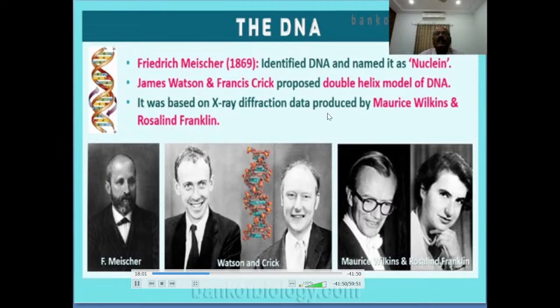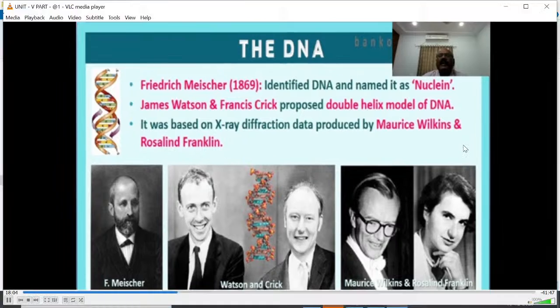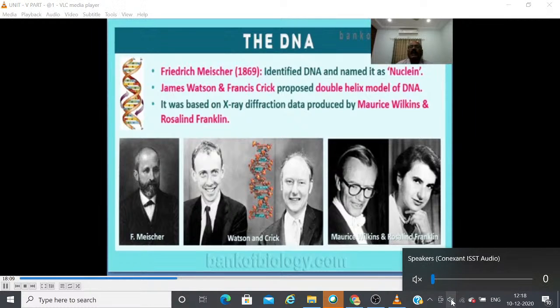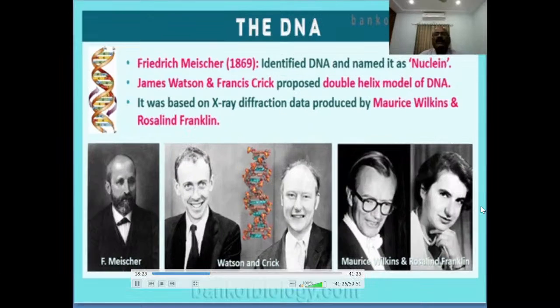So, Friedrich Miescher identified and named it nuclein. Watson and Crick proposed the double helix model of DNA. That means two strands of DNA arranged anti-parallel and twisted. That structure is called a double helix model. So, in DNA, two strands are there. The two strands are arranged anti-parallel and twisted. So, that is called a double helix model. And it was based on the X-ray diffraction data produced by Wilkins and Franklin.